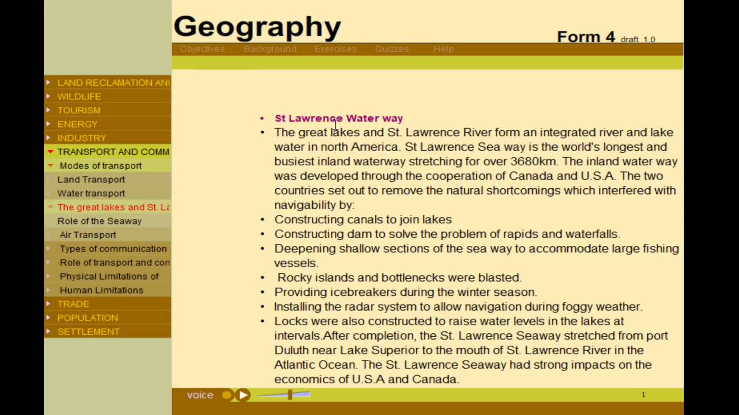The two countries set out to remove the natural shortcomings which interfered with navigability. They constructed canals to join lakes, constructed dams to solve the problem of rapids and waterfalls, and deepened shallow sections of the seaway to accommodate large vessels. Rocky islands and bottlenecks were blasted, icebreakers were provided during the winter season, and a radar system was installed to allow navigation during foggy weather. Locks were also constructed to raise water levels in the lakes at intervals.